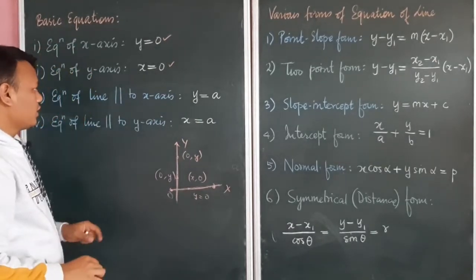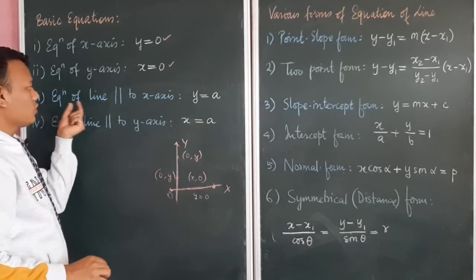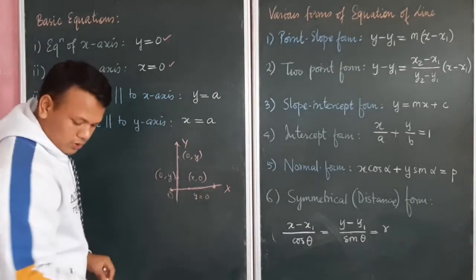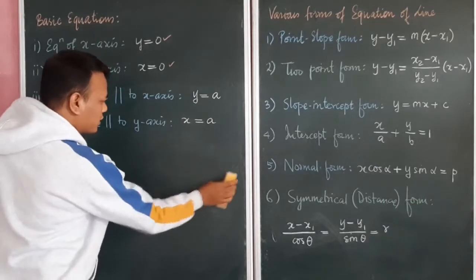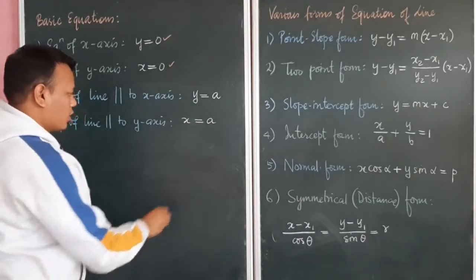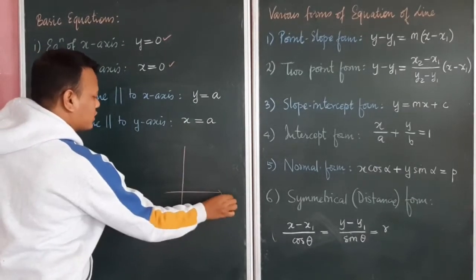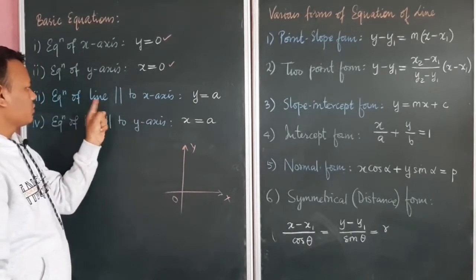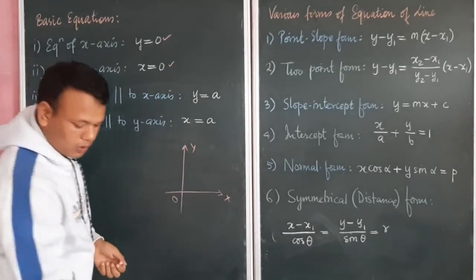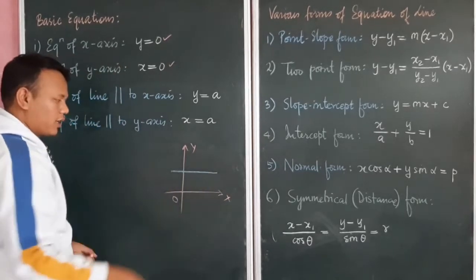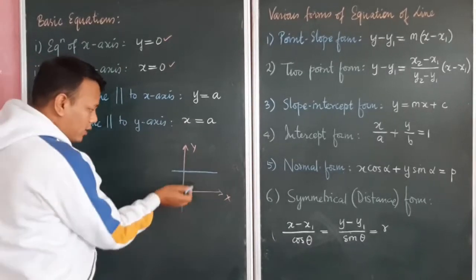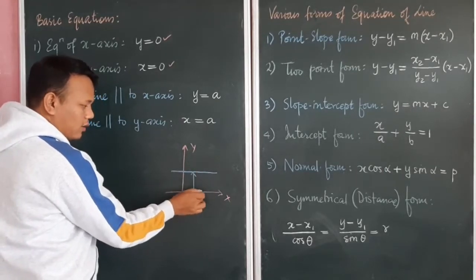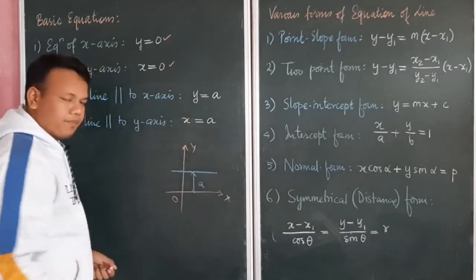Now let us see how the equation of a line parallel to x-axis looks. Let me erase this part. So here we have again the x-axis and y-axis, and we are interested in finding the equation of a line parallel to x-axis. Let me take a line which is parallel to x-axis, and let us take the distance between this line and the x-axis to be a.